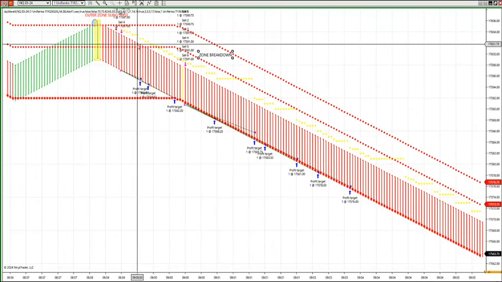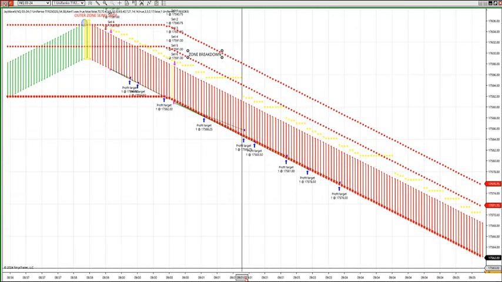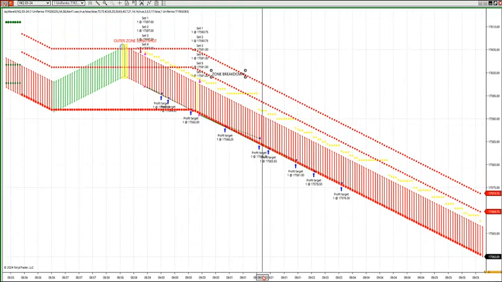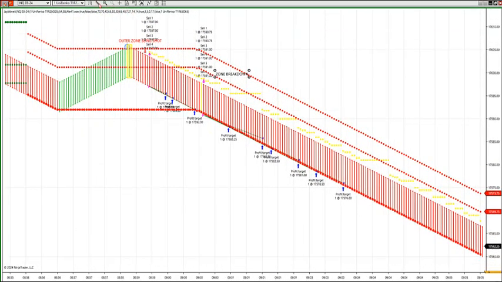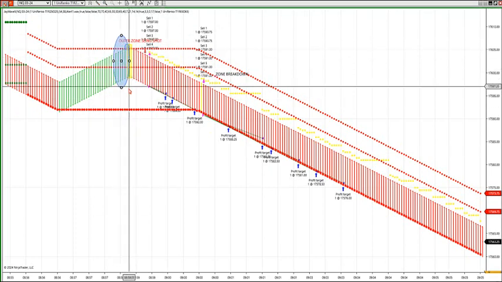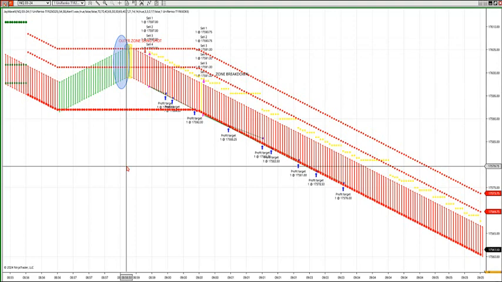Now you see why I'm a huge fan of outer zone slingshots. It's still running. This was a live trade that we saw playback in the video. I started talking about this trade up here before it pulled in right there. We're looking for an outer zone.